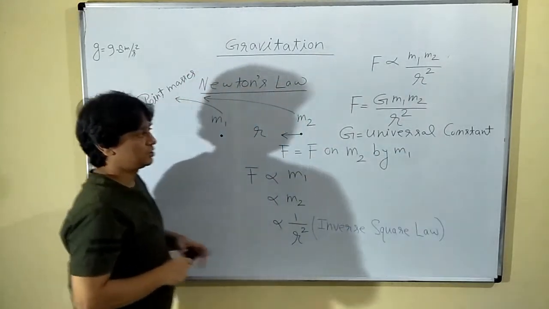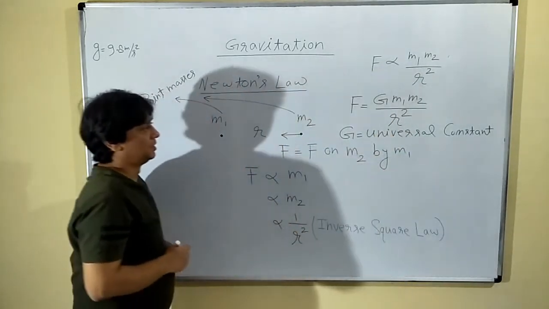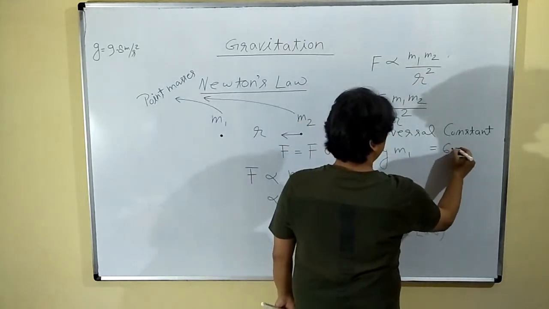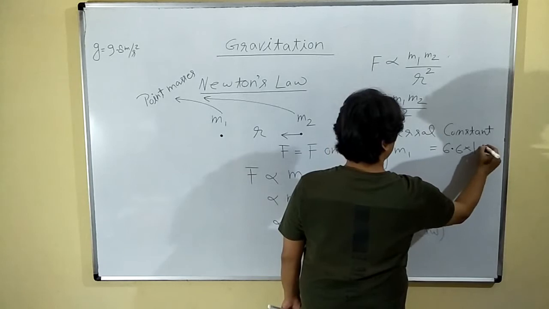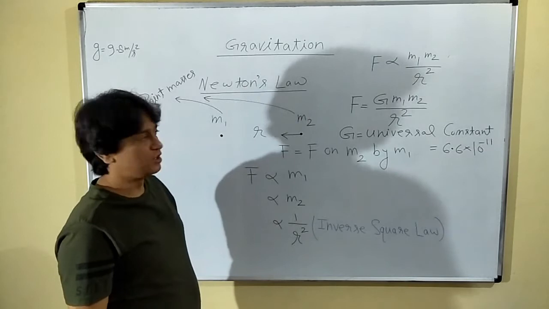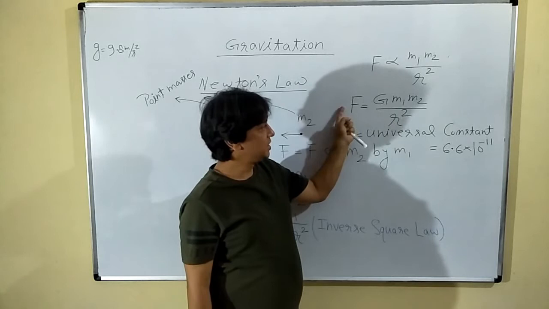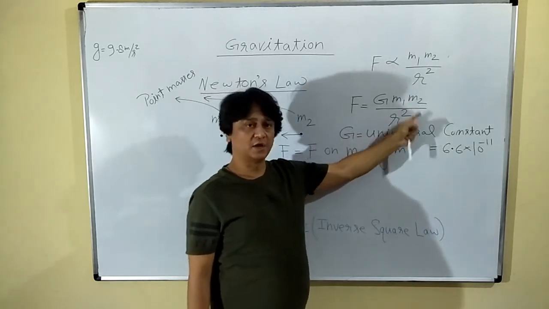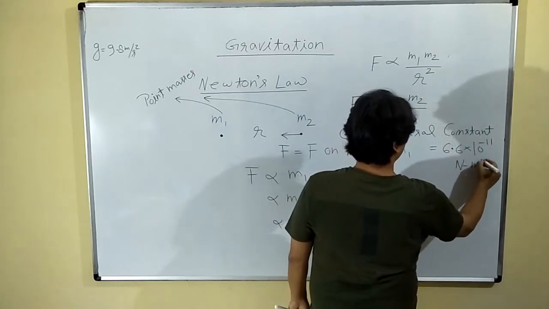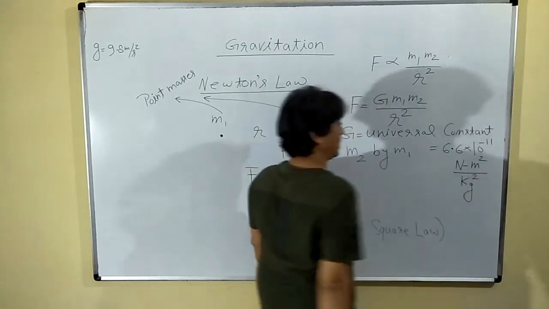What is a universal constant? Something which remains constant everywhere, and its value is 6.6 into 10 to the power minus 11. You can see the unit of this G, which is Newton into meter square divided by kg square. Its unit is Newton into meter square divided by kg square.